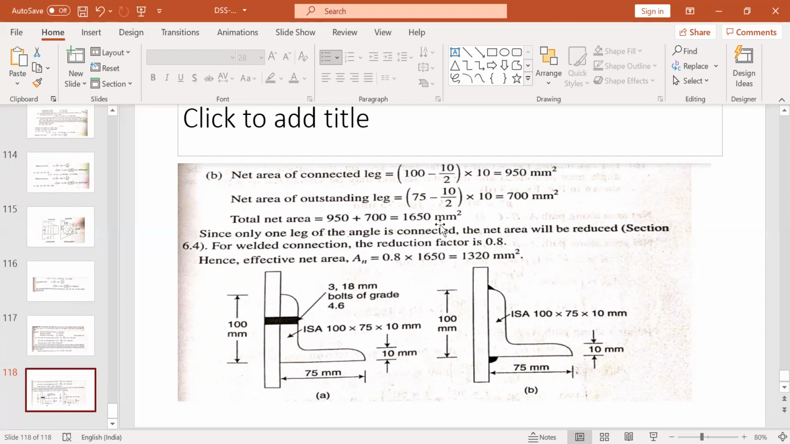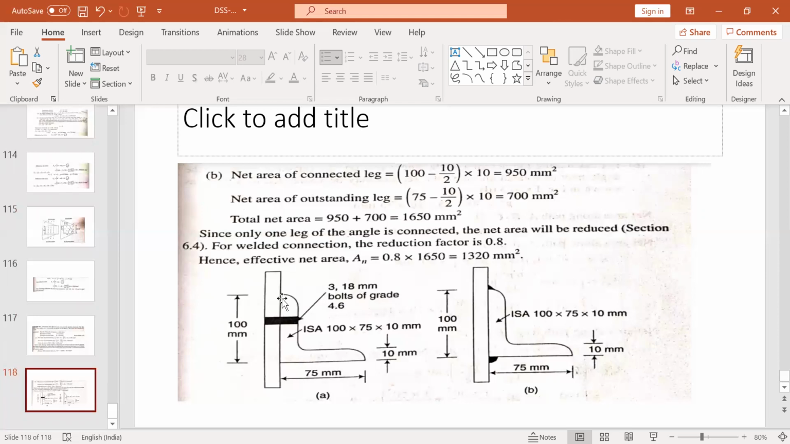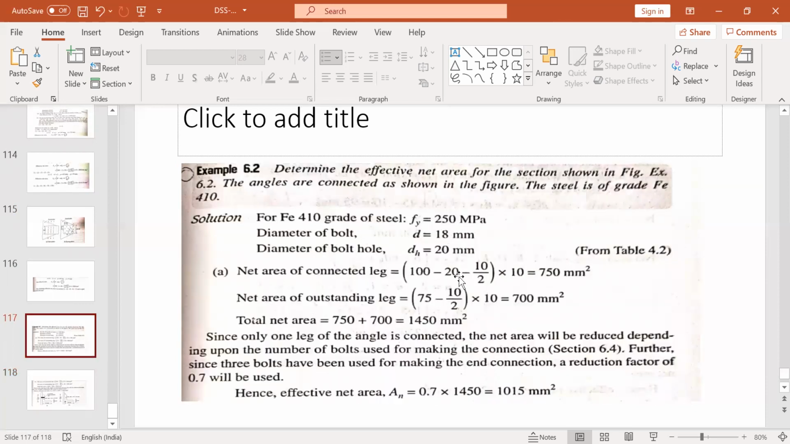Now what you do is, when it is connected by bolt, find what is the net area of the connected leg. How is the net area of the connected leg found out? Connected leg means you have to find what is the net area of this part. Okay, so net area of this part will be length minus breadth, length minus breadth into thickness. So breadth is 100 minus, what is the thickness of this plate? 10 mm. So 100 minus 20. What is the diameter of the hole? Diameter of the hole is 20.